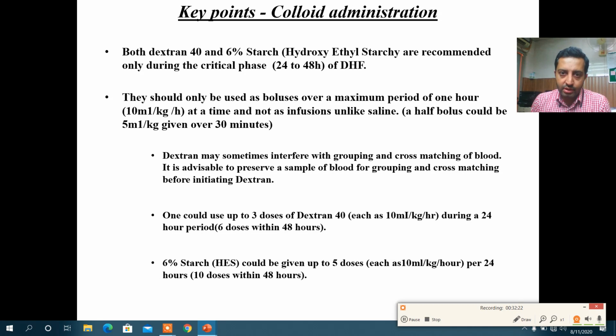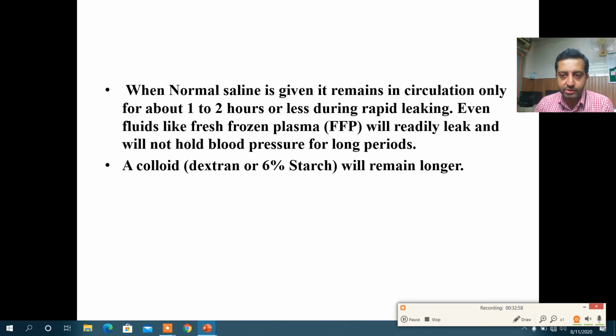ये दोनों डेक्स्ट्रॉन 40 और 6% स्टार्च अगर किसी पेशेंट को देने हैं तो make sure to get the blood grouping and cross matching, because they can cause hindrance with ब्लड ग्रुपिंग एंड क्रॉस मैचिंग लेटर, अगर आप बाद में पेशेंट सैंपल करते हैं। कितनी दफ़ा दे सकते हैं डेक्स्ट्रॉन 40 और कितनी दफ़ा दे सकते हैं 6% स्टार्च? Dextran 40 can be given 6 doses in 48 hours, or 6% starch can be given 10 doses within 48 hours. This is the maximum amount you can give during the critical phase.